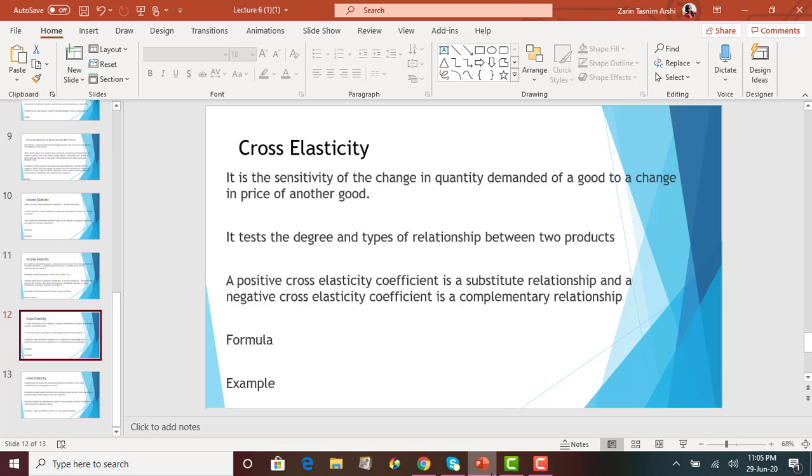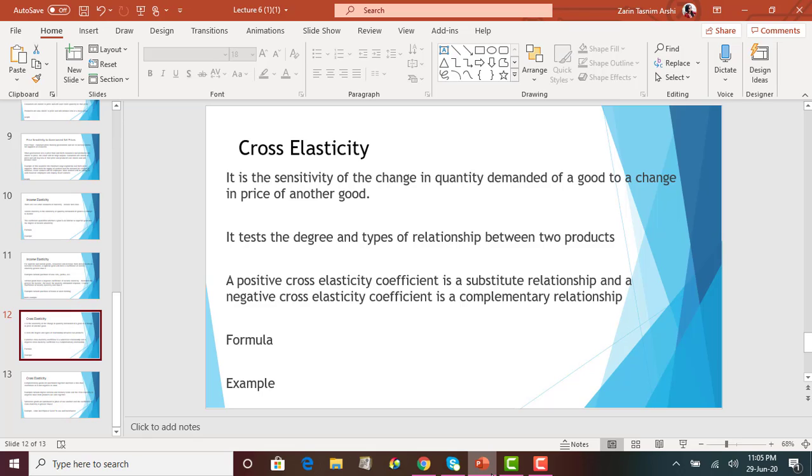That's just an example I'm saying. Okay, so that is what it's trying to see. It's trying to see, if the price of Pepsi goes up, how will it affect the quantity demanded for Coke? So it is trying to see that relationship and figure out what the relationship is between the two products. Now I will give you the formula, and I'll do an example.